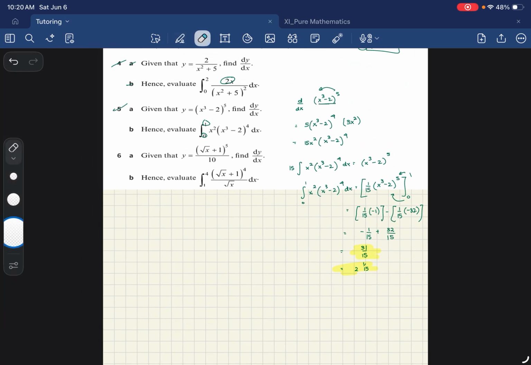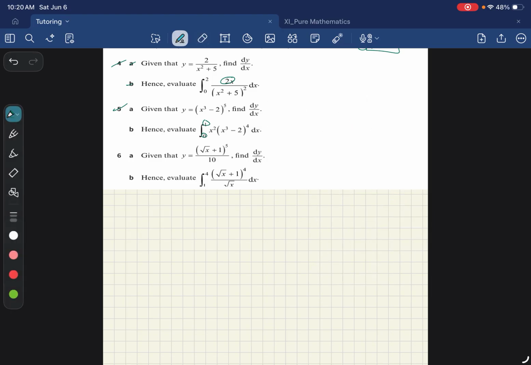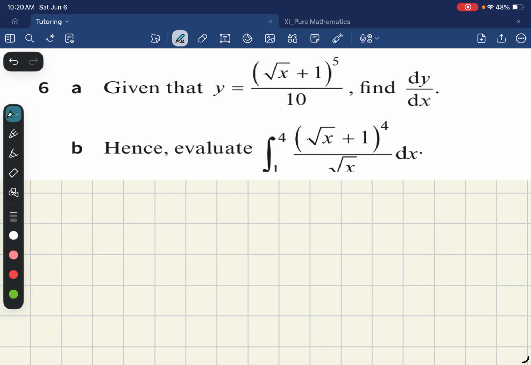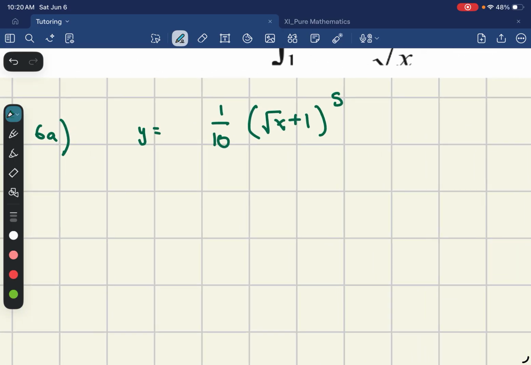And question 6, you want to do it in almost the same way. So let me erase everything, and hopefully we can get question 6 done. And that is going to be the end of this topic and this chapter as well. So 6a, we are given y is equal to 1 over 10 times (square root of x plus 1) to the power of 5. So find dy by dx just means differentiate.